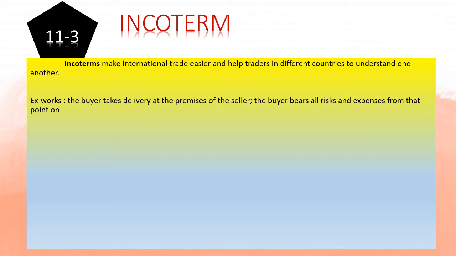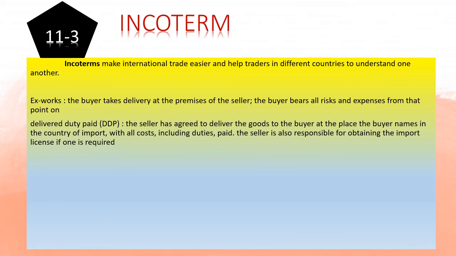Ex-works. The buyer takes delivery at the premises of the seller. The buyer bears all risk and expense from that point on. Delivery duty paid (DDP). The seller has agreed to deliver the goods to the buyer at the place the buyer named in the country of import with all costs including duties paid. And also, the seller is responsible for obtaining the import license if one is required.